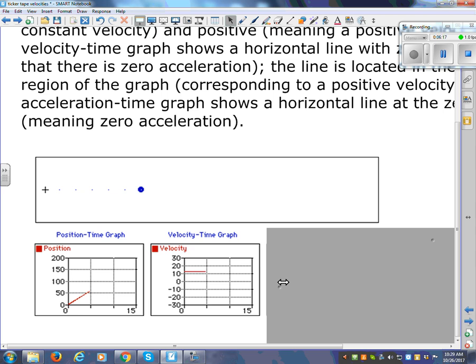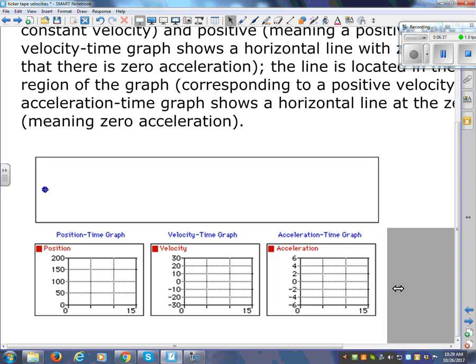Okay, challenge question for the day. What would the acceleration time graph look like? Keeping in mind, the acceleration is the slope of the velocity time graph. Colby, what's the slope of the velocity time graph? Zero, absolutely. So the acceleration time graph would simply be a flat line right at zero.